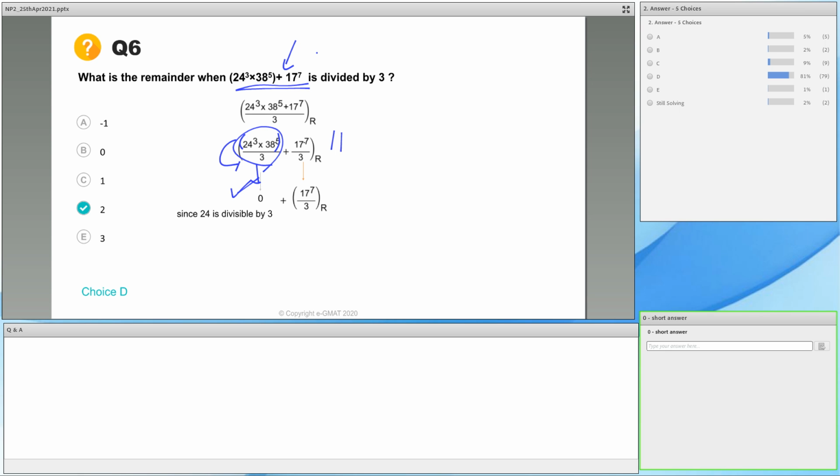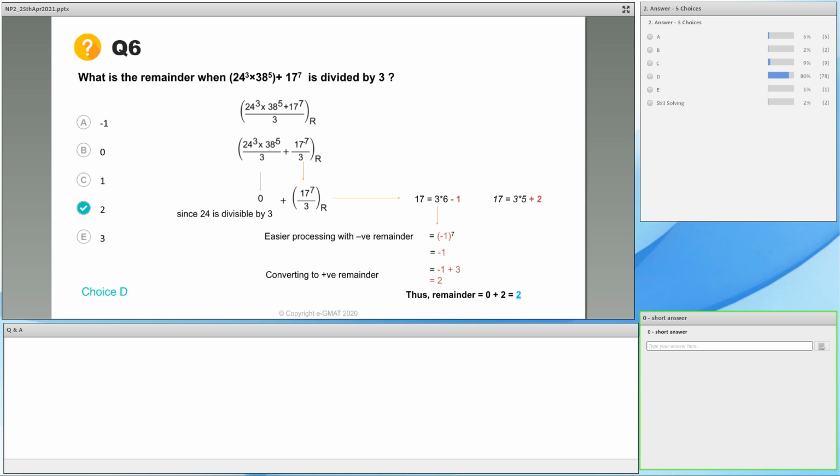So that leaves you with 17 power 7 divided by 3. What is the remainder? It's as simple as that. How do you calculate that? You could do 15 plus 2, but then you have to deal with 2 power 7. Then 2 power 7 is 128, and then you could do that. You would still get the correct answer.